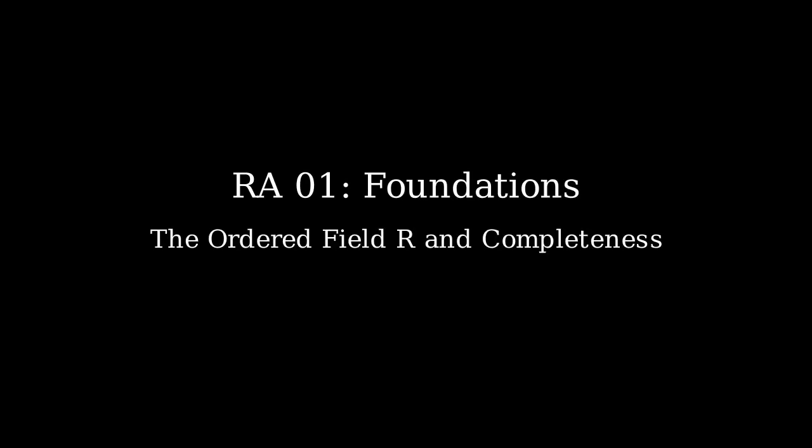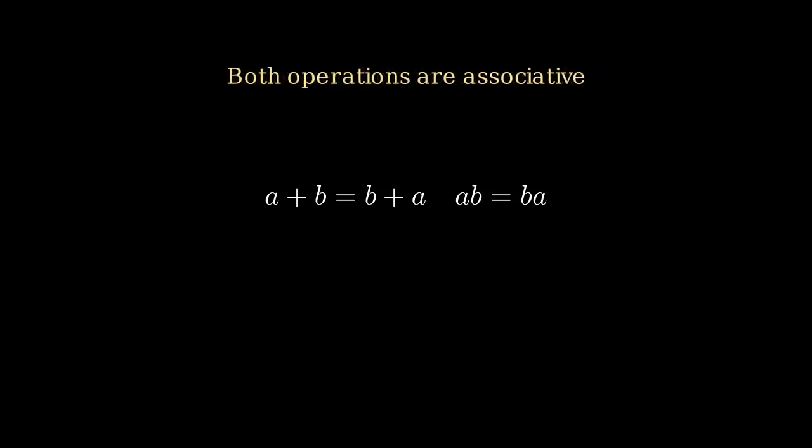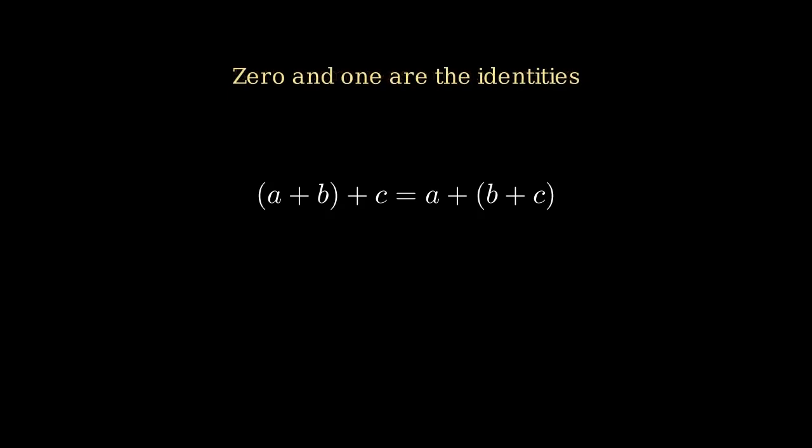Let's begin our topic. This is RA01, Foundations, the ordered field R, and Completeness. First, we describe the field axioms in words. Addition and multiplication on the real numbers are both commutative, which means the order you combine two numbers does not matter. They are both associative, which means when you combine three numbers, the way you group them does not matter.